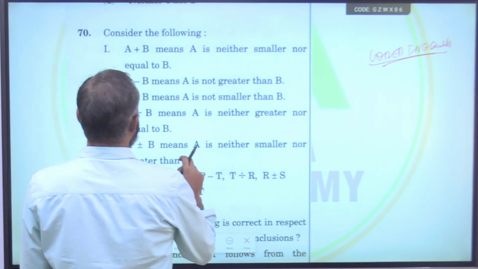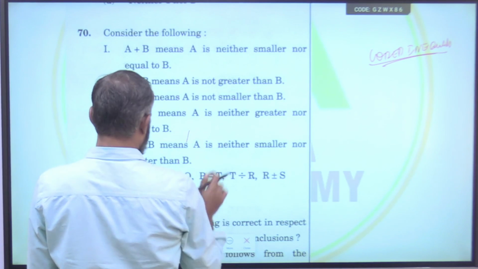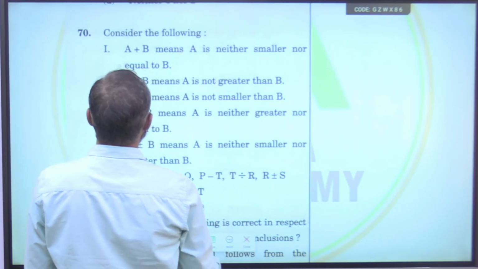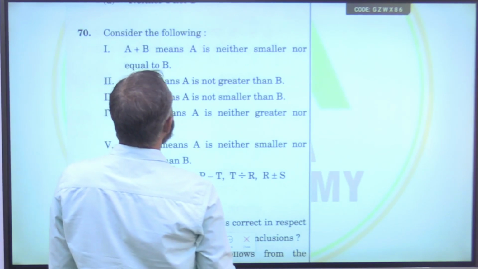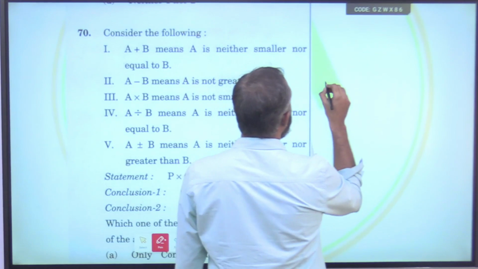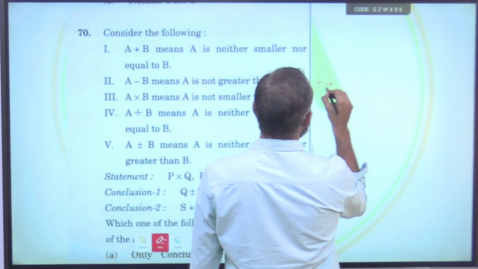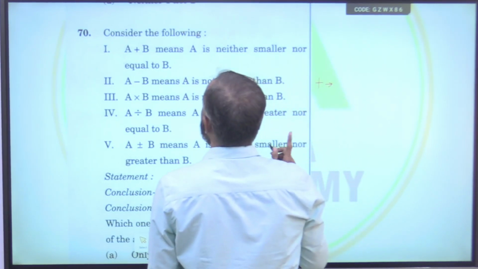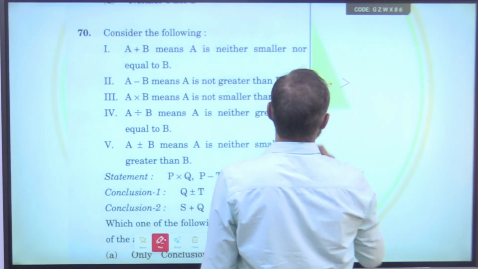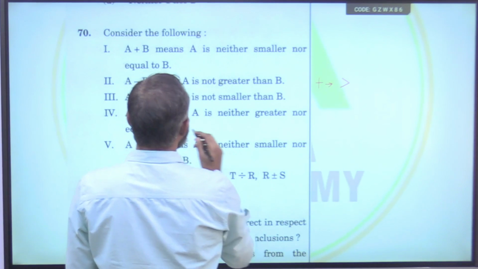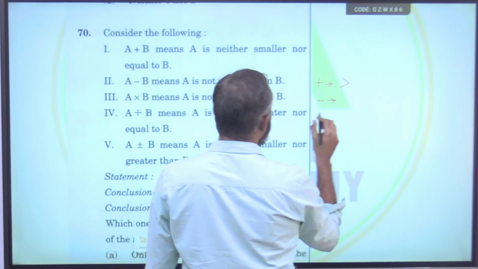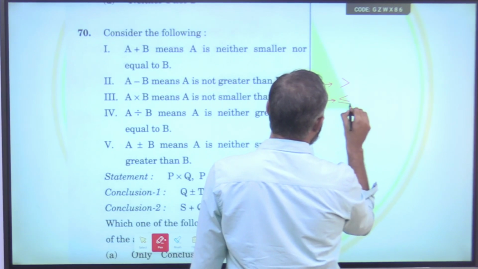The first is clean. A plus B means A is neither smaller nor equal, which means greater than. A minus B means not greater than, that is smaller or lesser than.